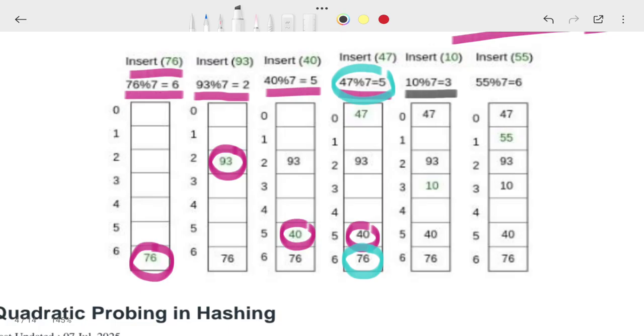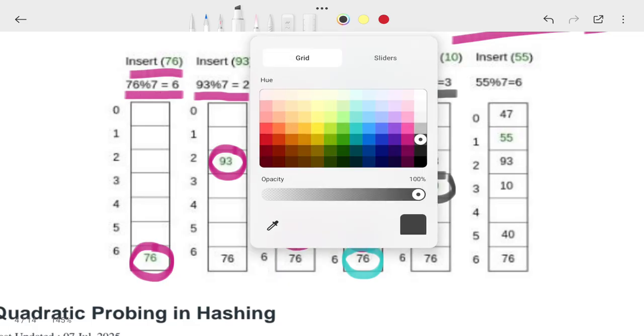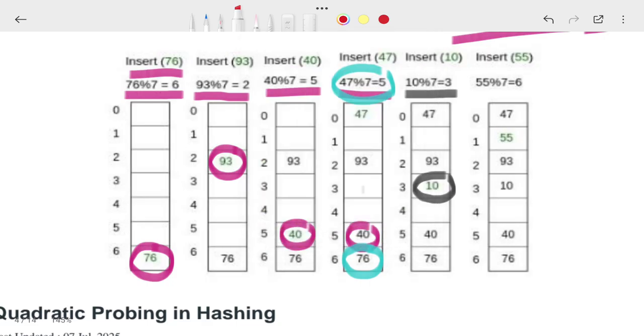Now another data, my another key is 10. 10 divided by 7, remainder is 3. So at 3, you can see, I place it here because this is vacant. Now after that, I am placing my key 55. 55 divided by 7, remainder is 6. At 6 there is already data. What will I do? I will check next. Next there is already data. So I will place the data here. So 55 I placed here.